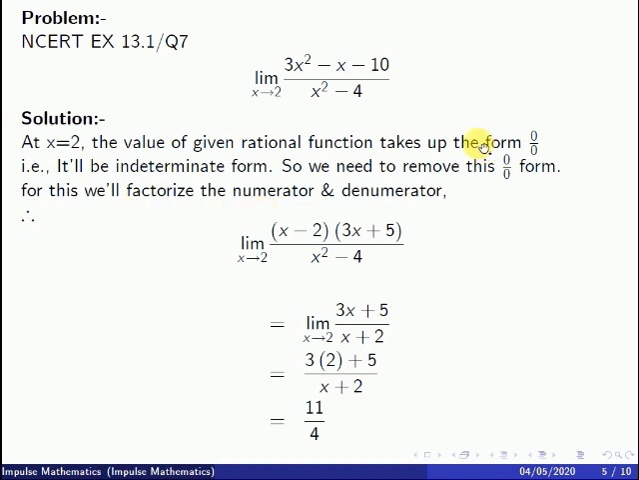For this we factorize the numerator and denominator. So we get (x minus 2)(3x plus 5) by (x square minus 4). If we cancel out x minus 2 from both numerator and denominator, we get limit x tends to 2 of (3x plus 5) by (x plus 2). By simply putting x equal to 2, we get the value 11 by 4.